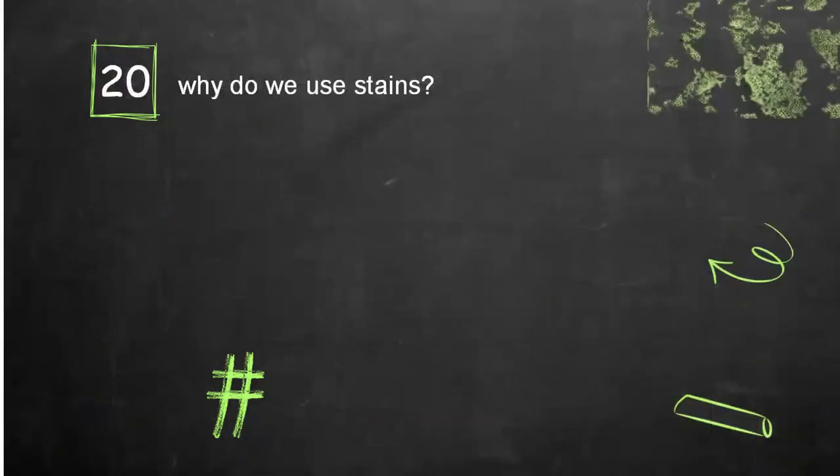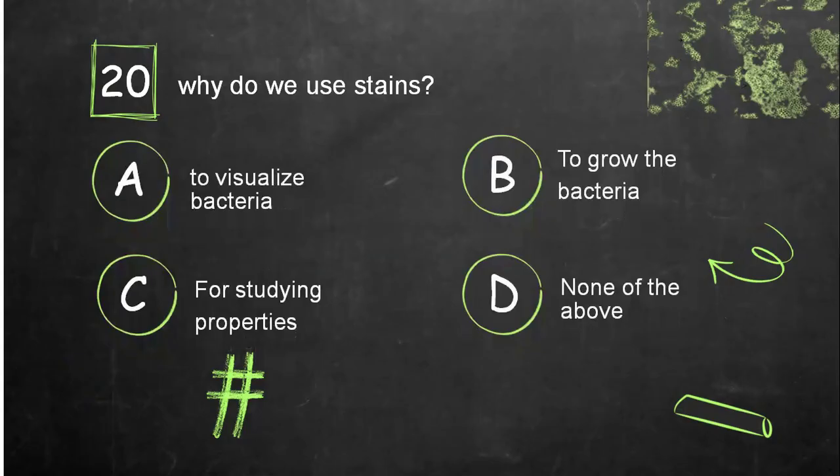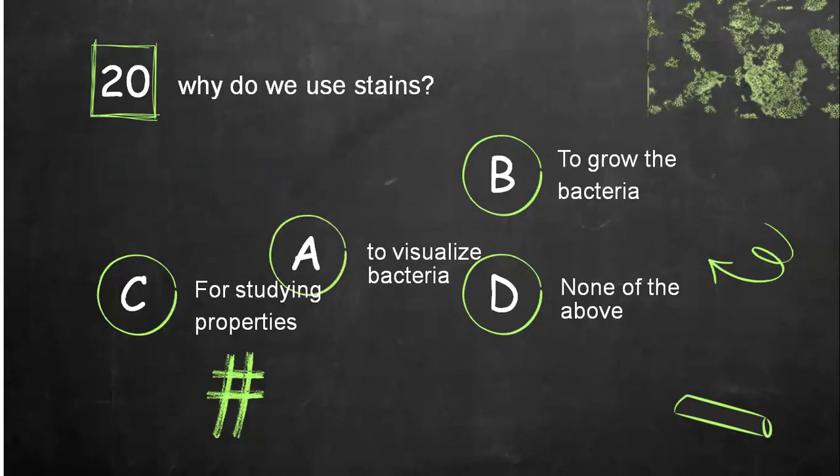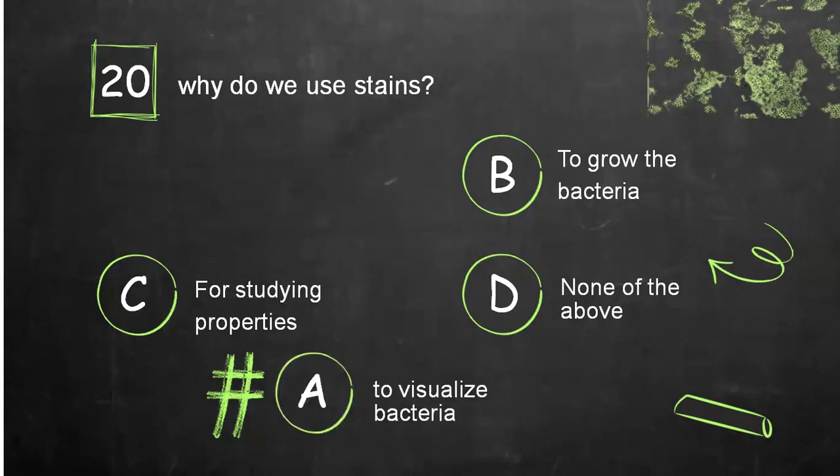Next question. Why do we use stains? What is the purpose of stains? Option A, to visualize bacteria. Option B, to grow the bacteria. Option C, for studying properties. Option D, none of the above. Here, the right answer is to visualize the bacteria. So what is the main purpose of staining? To visualize the bacteria, to identify, to observe the bacteria.